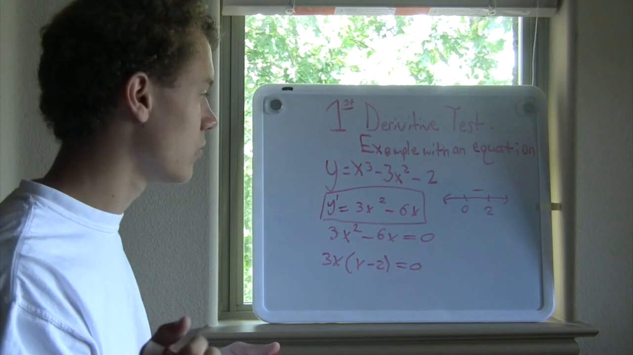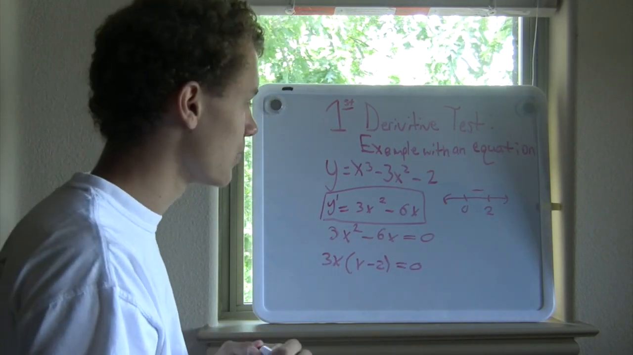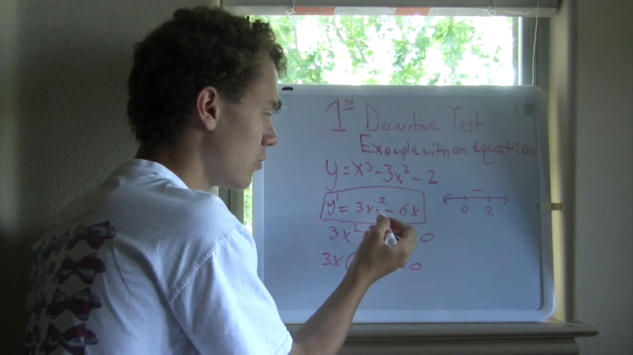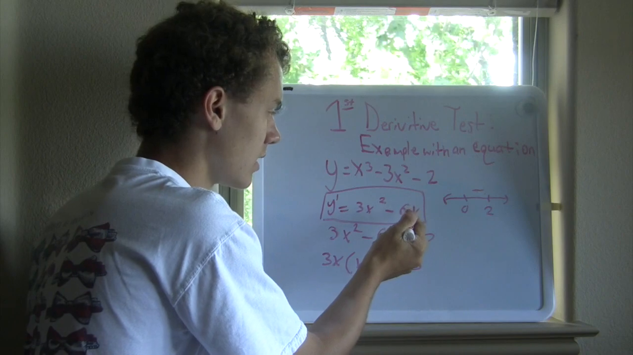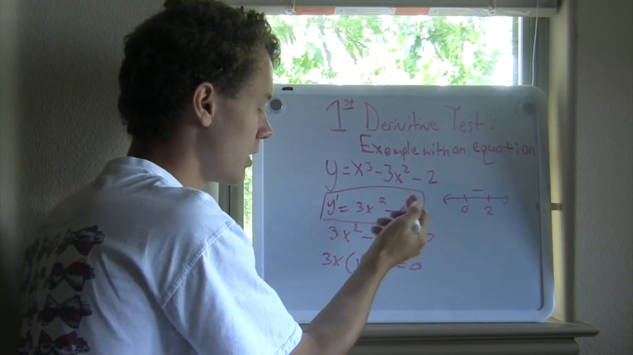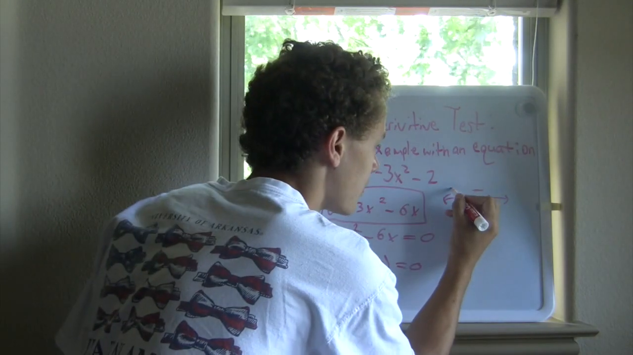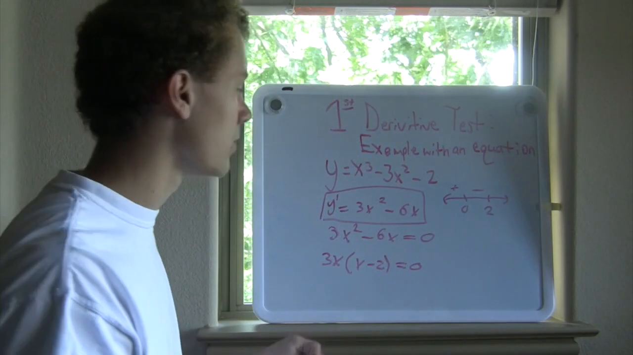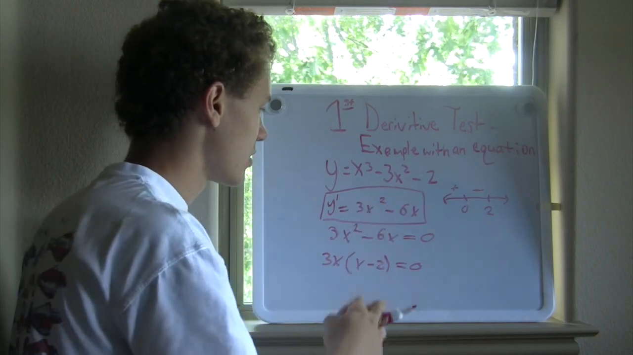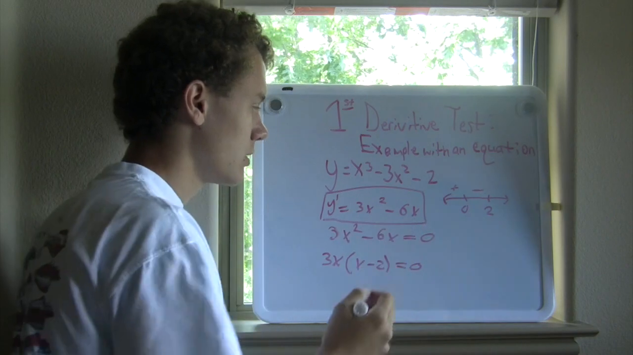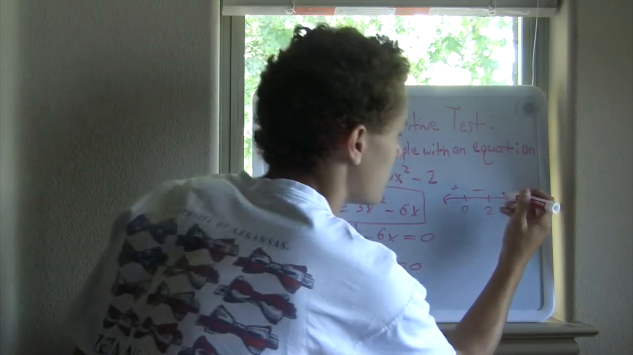Now we'll plug in negative 1, because that is on the other side of 0, and determine what the slope is there. Negative 1 squared is a positive 1, which makes that 3, minus a negative 6, which makes it a positive, so it's 3 plus 6, so it's 9. The slope is positive here. Then finally we'll plug in 3. 3 squared is 9, times 3 again is 27, minus 6 times 3, which is 18. 27 minus 18 is 9, so the slope is positive here.